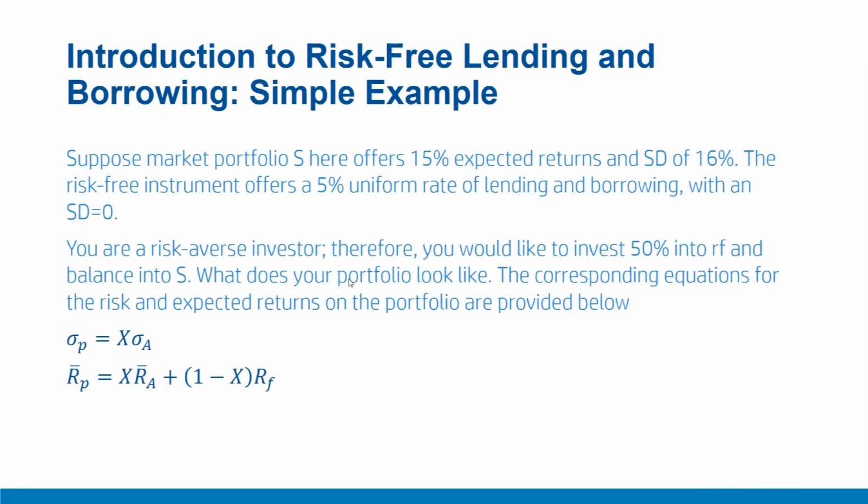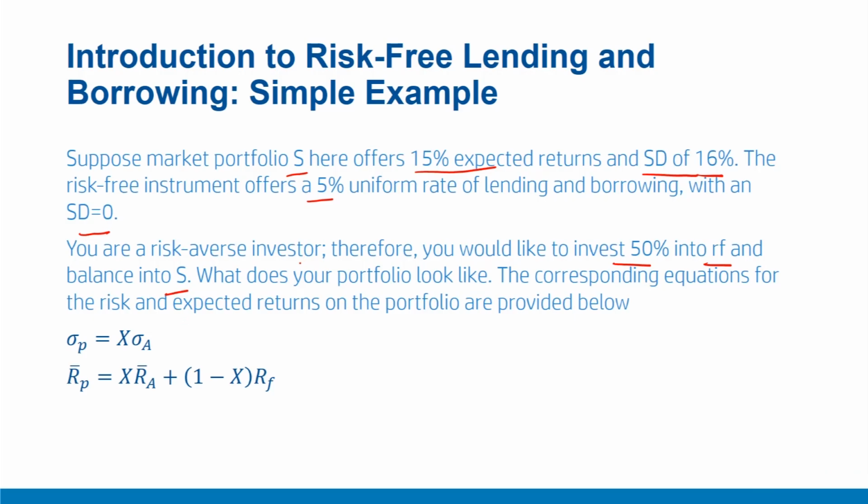Suppose the market portfolio that you have identified, the best optimum portfolio S, offers 15% expected return and a standard deviation of 16%. Also, the risk-free instrument available to you offers a 5% return for lending and borrowing with a standard deviation, or risk, of 0. Now, you are a risk-averse investor, therefore you would like to invest 50% of your money into RF, which is risk-free, and the remaining 50% into portfolio S. Now, what does your portfolio look like?